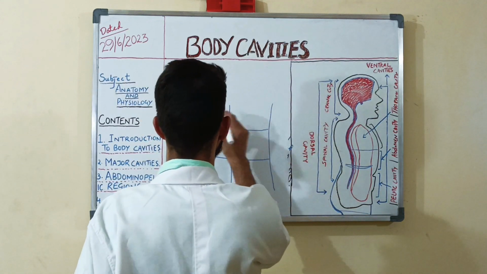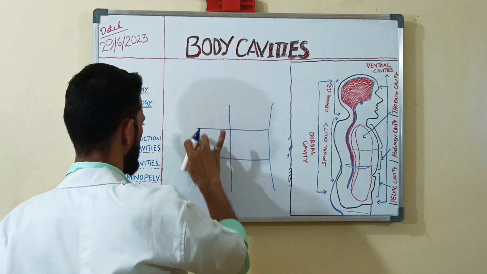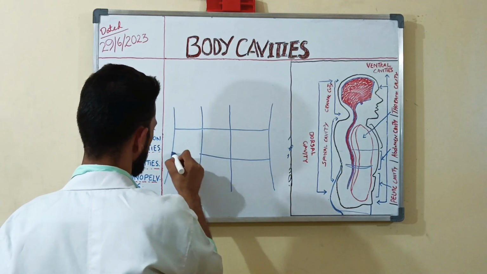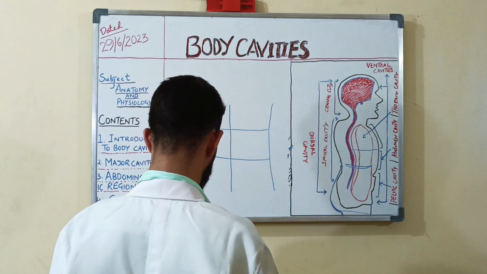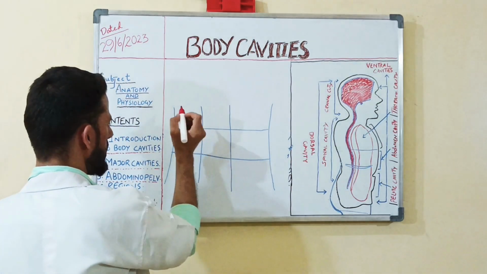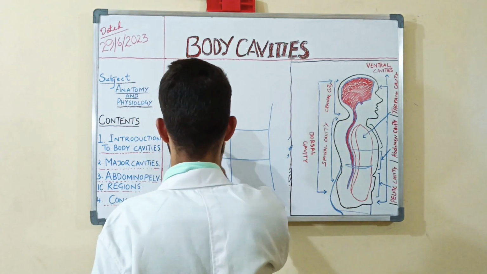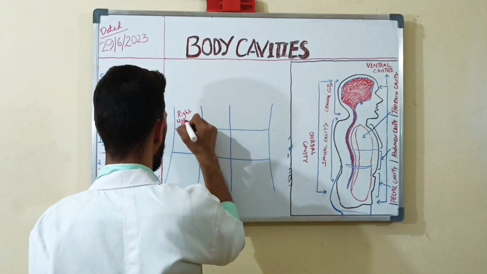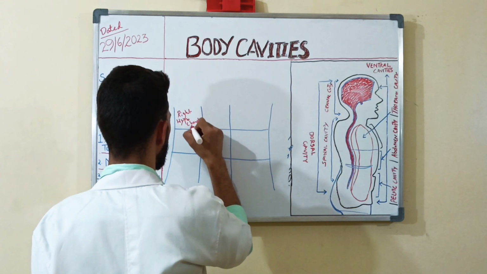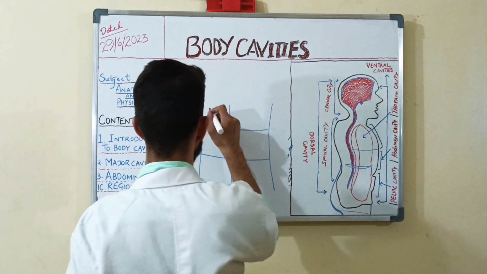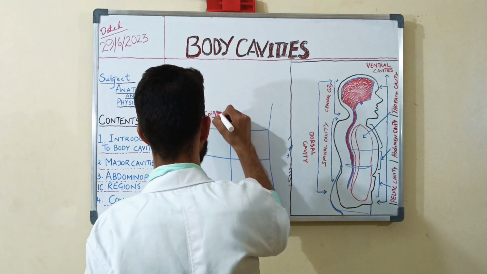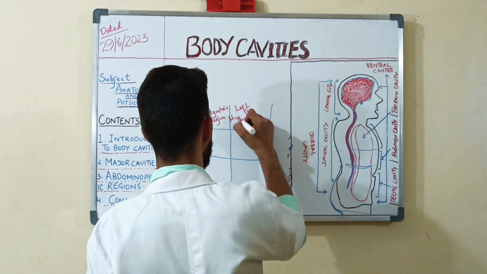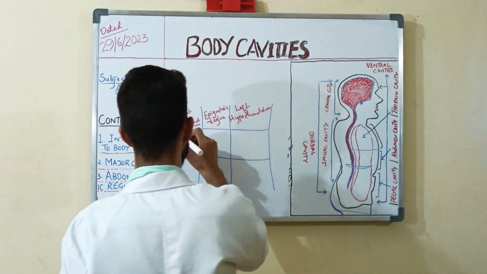Okay, so first one is this one, known as right hypochondrium, and this one is epigastric region, and this one is left hypochondrium, sorry, left hypochondrium.